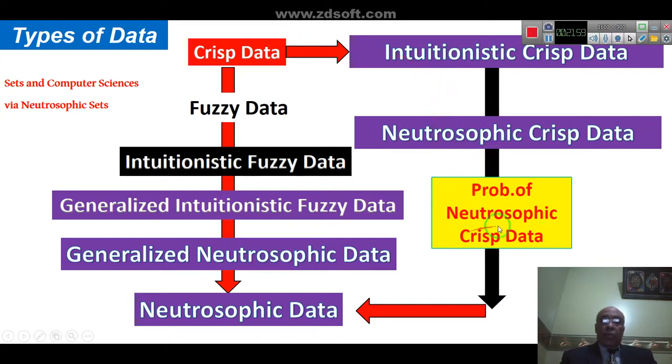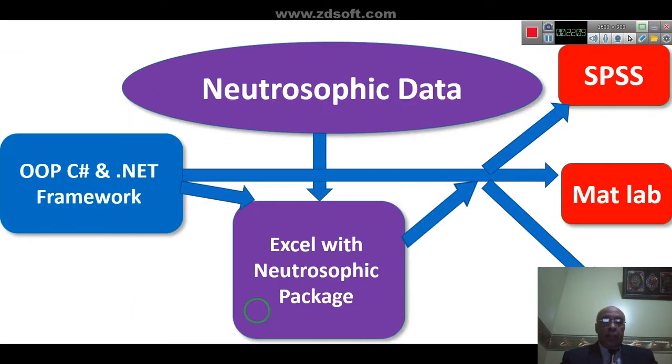The probability of neutrosophic crisp data implies neutrosophic data. Neutrosophic data and Excel with the neutrosophic package. Neutrosophic package from Excel, export of the neutrosophic package from Excel to SPSS, to MATLAB, to Maple, by using the .NET framework and object-oriented programming.